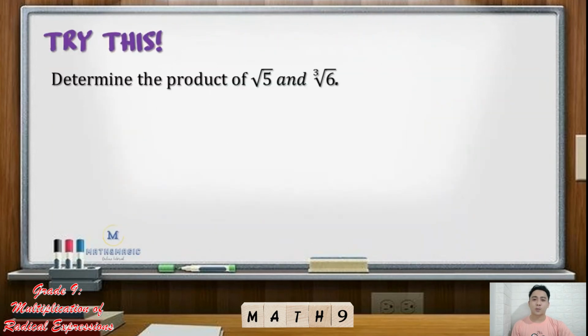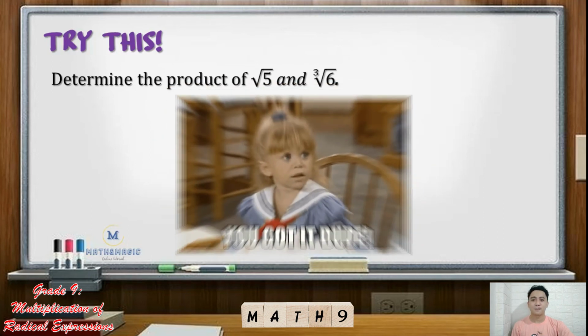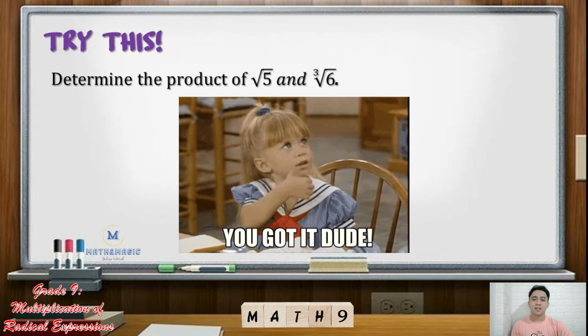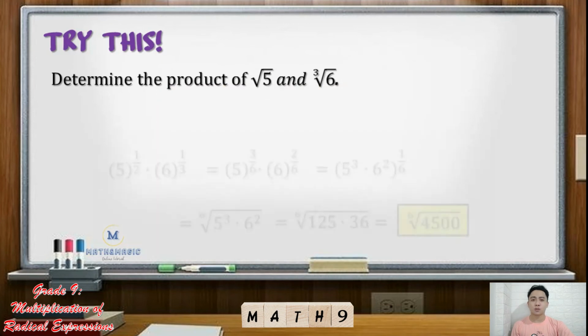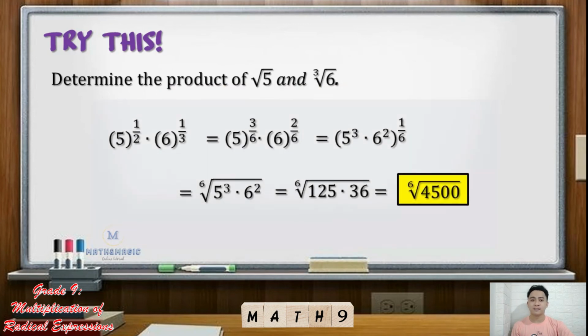Now, try to answer this. Determine the product of square root of 5 and cube root of 6. Again, you may pause this video while you are answering and don't forget to write your answer in the comment section. If your answer is 6th root of 4,500, you're correct.